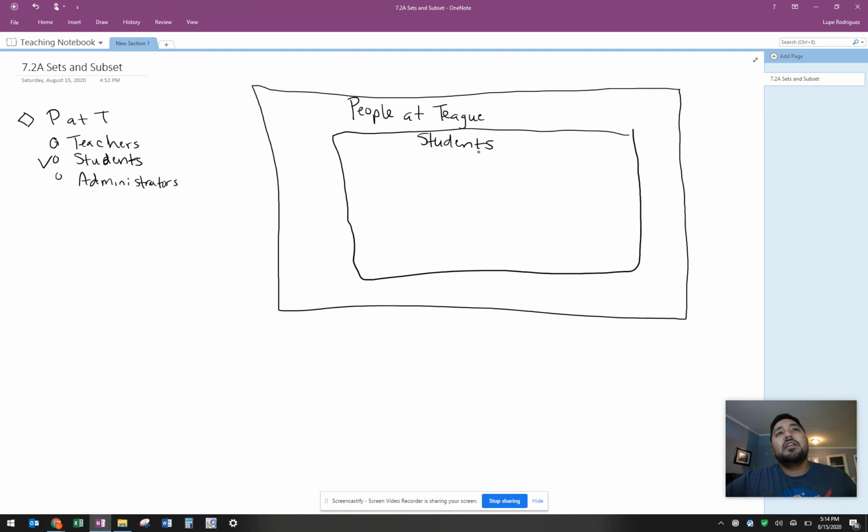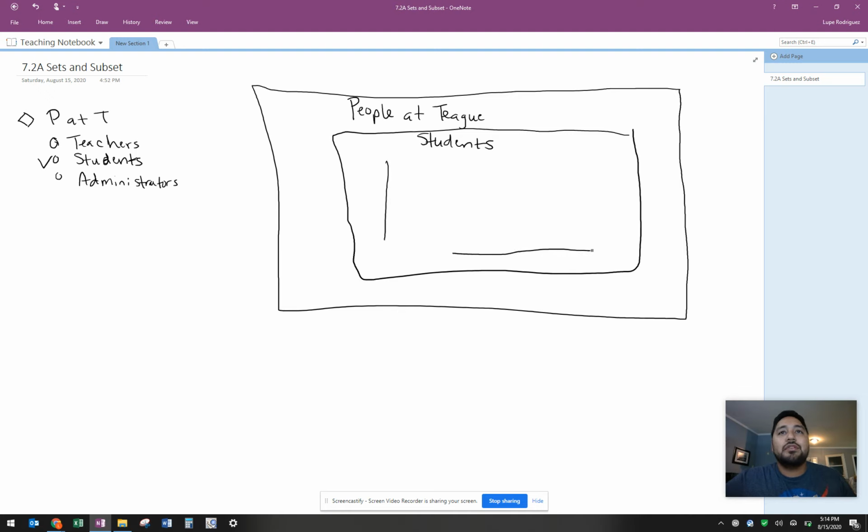Now, you see how the students box is a little bit smaller than the people at Teague box. That's because not all people at Teague are students, so students shouldn't take up the whole box. This is a subset of the set people at Teague. So people at Teague is the set, students are the subset. Now, not all students are the same. We can even have subsets within students.